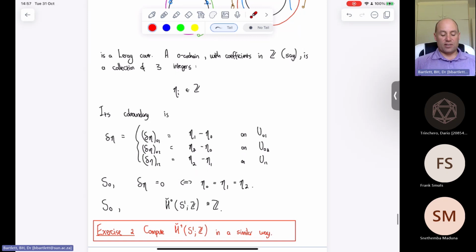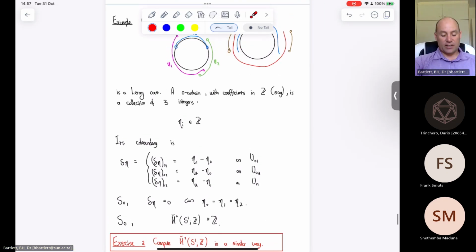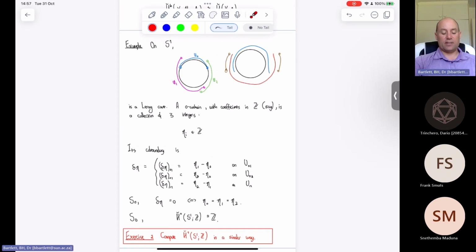Okay, so the exercise is to compute the first Čech cohomology group of S1 in a similar way, just by brute force calculation.